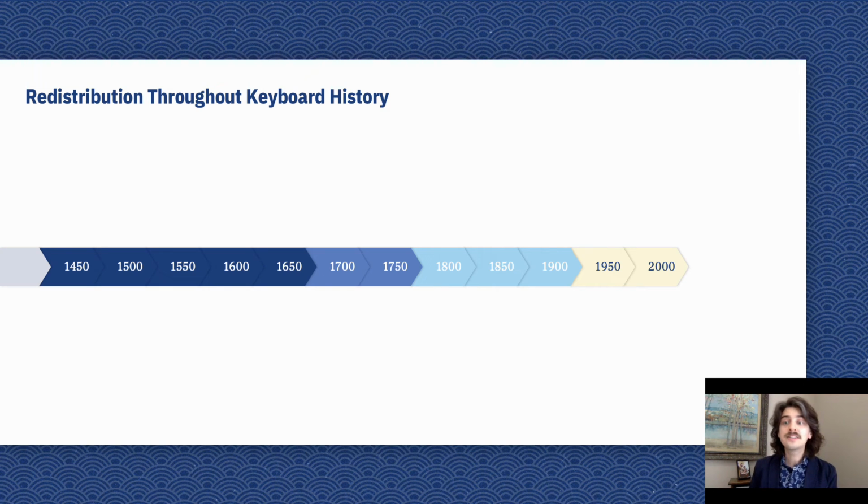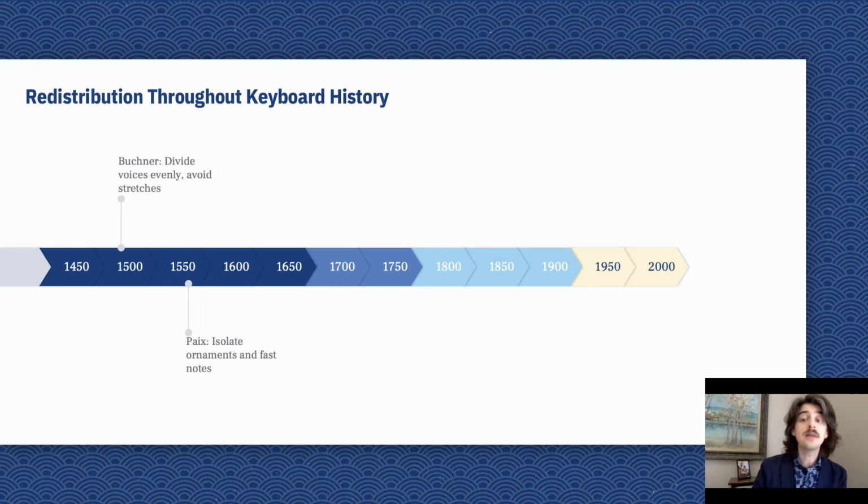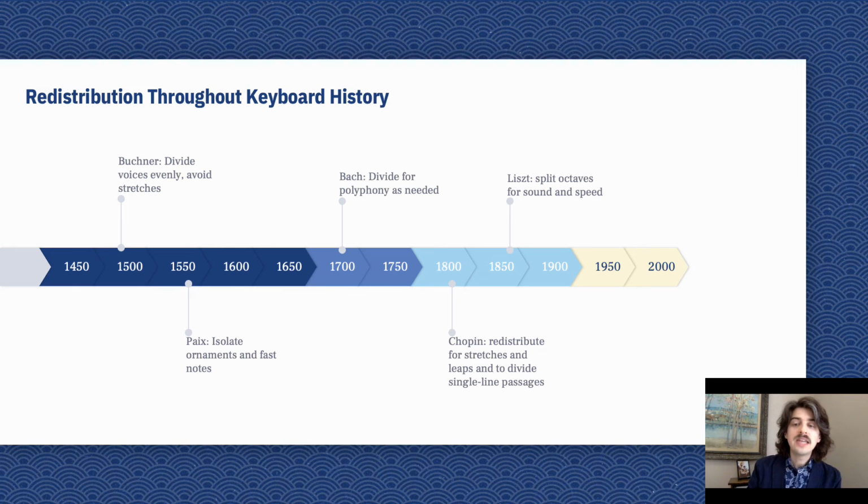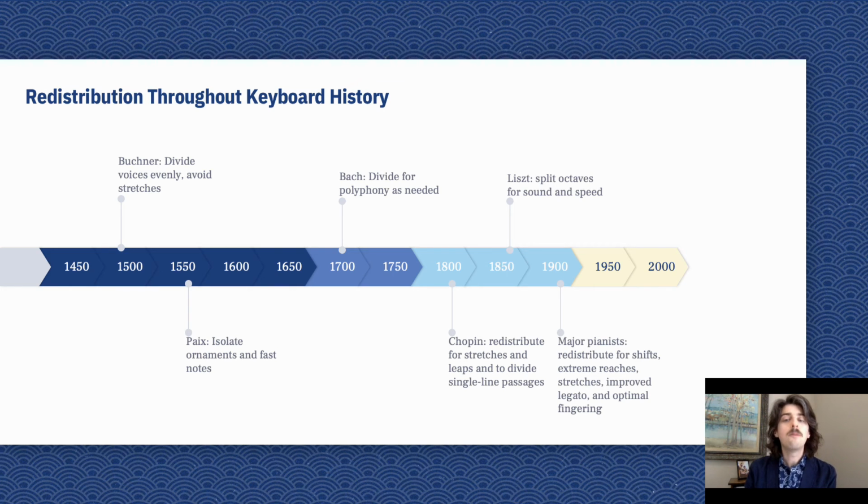This has been a whirlwind summary of the history of redistribution. We've seen how Renaissance keyboardists, using non-prescriptive notational formats, established 3 general principles for keyboard hand division: divide voices evenly, avoid stretches, and isolate ornaments and fast notes in one hand. We've seen how the Bach family divided polyphonic works freely between the hands. We've seen how Chopin and Liszt advised students to split passages between the hands that they themselves notated for one hand. And we've seen how major pianists built on all these principles in devising redistributions to improve performance of Beethoven's piano sonatas.